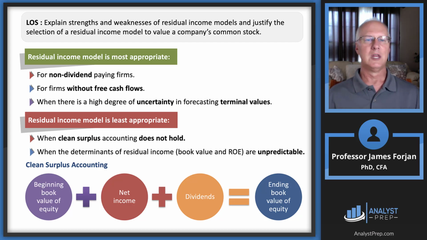So when do we use this? Non-dividend paying firms, firms without free cash flows, and when there is a high degree of uncertainty in forecasting terminal value. So let's get back to this clean surplus accounting, right? Beginning book value plus net income minus dividends gives us ending book value of equity. And we don't want to use this model if ROE and book values are from manipulated data, or they're super unpredictable because there are some great changes on the balance sheet, whether on the left-hand side or the right-hand side.